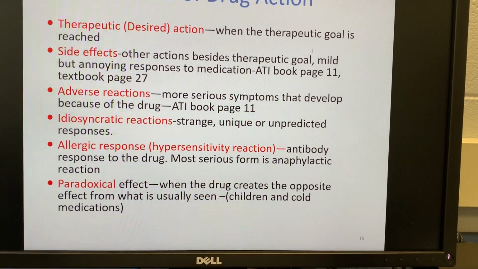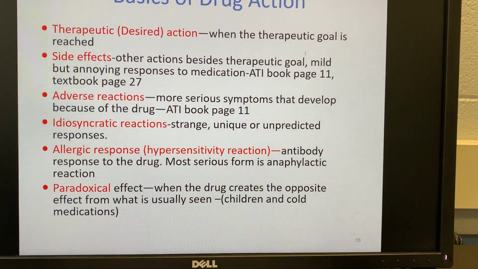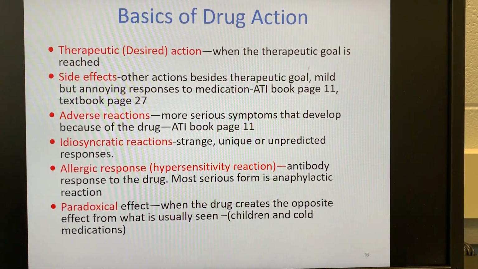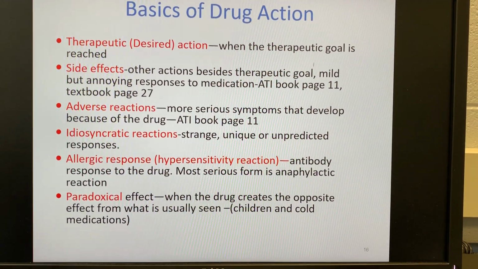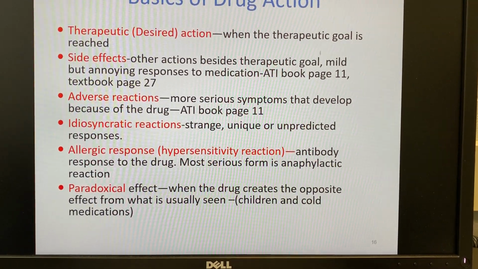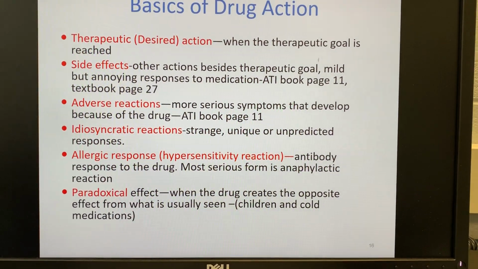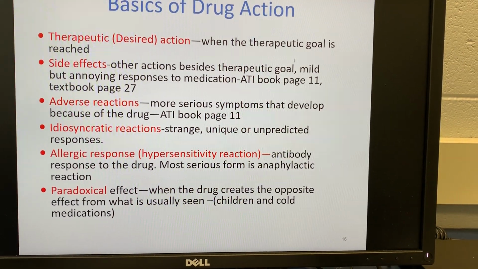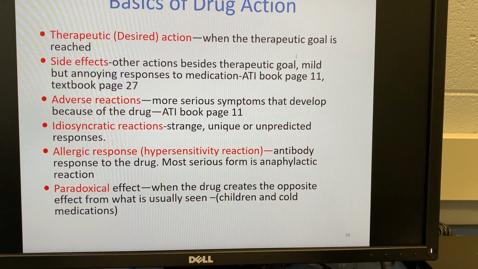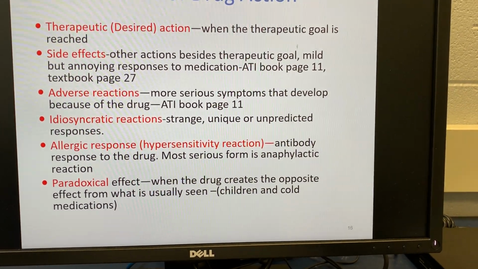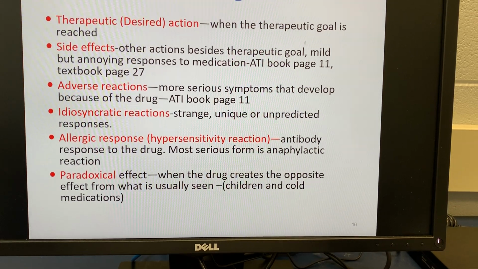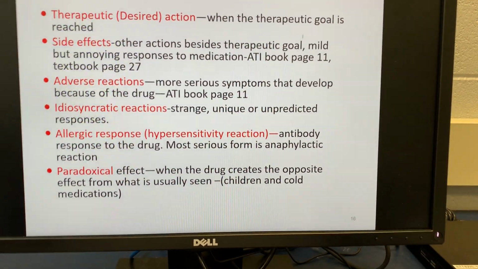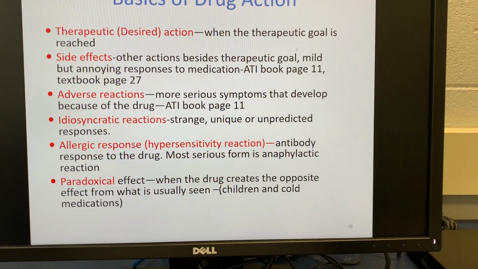So many times, an allergic response or a hypersensitivity response is filed under an adverse reaction. It's more serious. It's going to require the person probably to not be able to take that drug, and it can potentially be fatal. So generally, when we ask what are the 3 basics of drug action, it's going to be therapeutic response, side effects, adverse effects, including sometimes the allergic response.